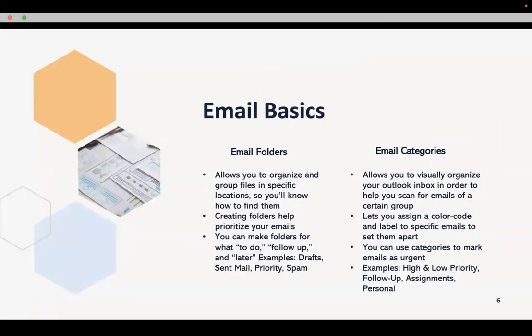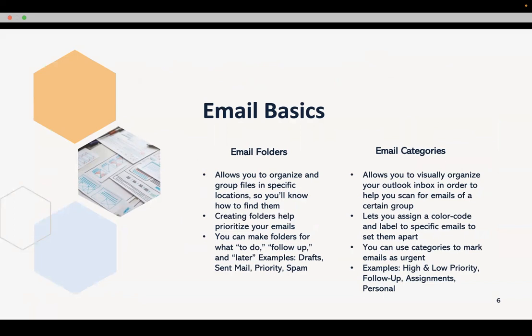So, email basics. In Outlook, you can create folders, and these allow you to organize and group files in specific locations so you'll know how to find them. These folders will help you prioritize your emails, and you can make folders for what to do, follow-ups, and laters. The default examples of folders in your Outlook email that you'll see are the drafts, the sent mail, priority, spam.